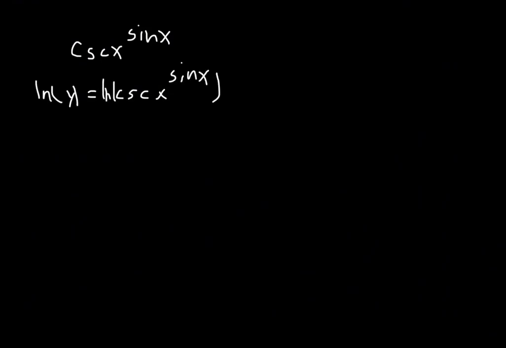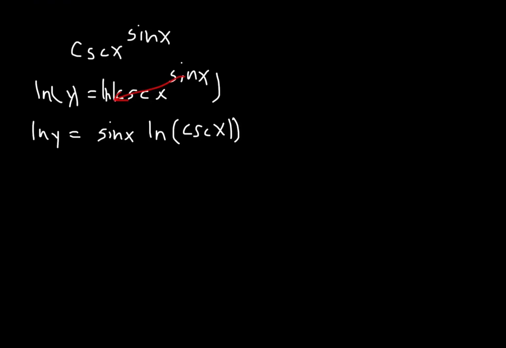Let's try one last example: cosecant x raised to the power of sine x. Let's find the derivative of that. So y equals cosecant x raised to the power of sine x. We take the natural log on both sides. So we have ln y is equal to, with the property of logs, we can bring down the exponent to the front. So we have sine x times natural log of cosecant x.